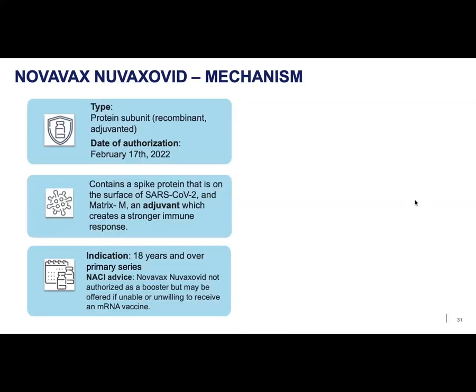So let's take a look at Novavax more closely. It is a protein-based vaccine that was authorized in Canada on September 17, 2022. As mentioned, it contains a spike protein that is on the surface of SARS-CoV-2 and also Matrix-M, an adjuvant, which creates a stronger immune response. It is indicated for individuals 18 years old and older as a primary series. And the Canadian National Advisory Committee on Immunization advises that Novavax is not to be authorized as a booster, but may be offered if the individual is unable or unwilling to receive an mRNA vaccine.